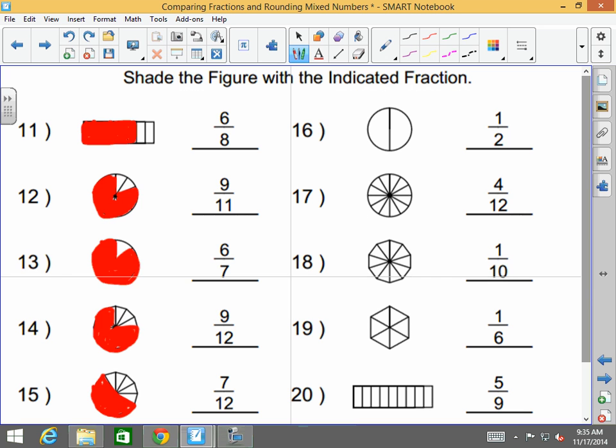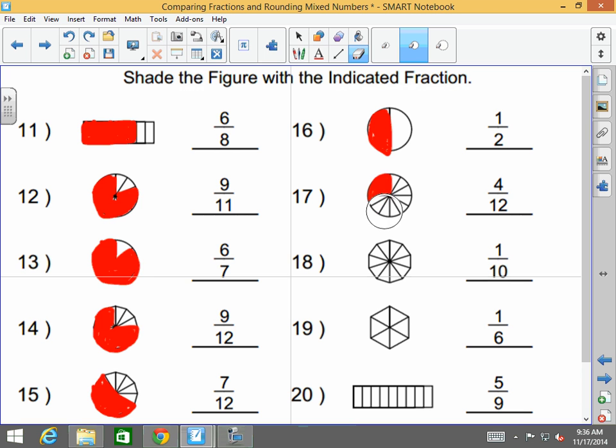16, 1/2. Literally, I'm shading one of these out of the 2. So 1/2. Right there, 1/2. 4 twelfths. I'm going to shade 1, 2, 3, 4 pieces out of the 12 pieces. All right, that got a little bit messy, didn't it? Hold on. Sorry about that. This should be right here. There we go. Because if I shade 4 out of 12, there should be 8 left.